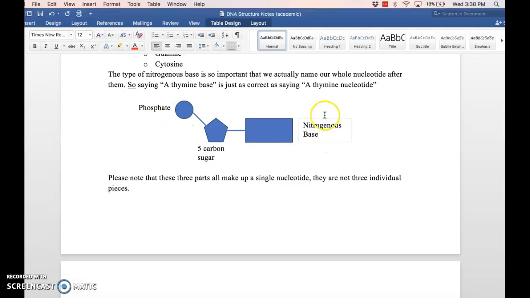When you look at this, we can see that this is a full nucleotide because it has a phosphate, a sugar, and a nitrogenous base. A lot of the times we'll say things like, oh, it's a thymine nucleotide, because you'll just see the name for the whole nucleotide based on the name of the base.